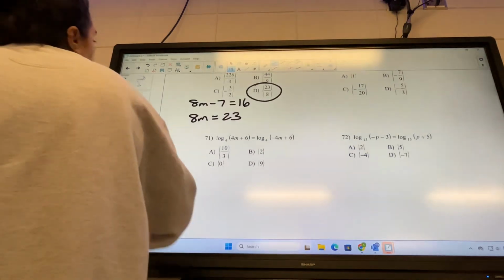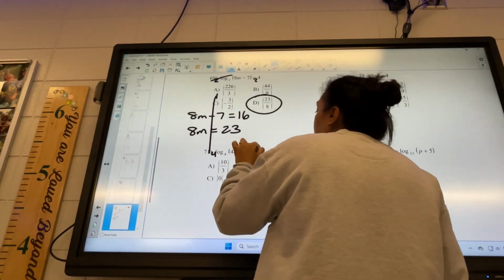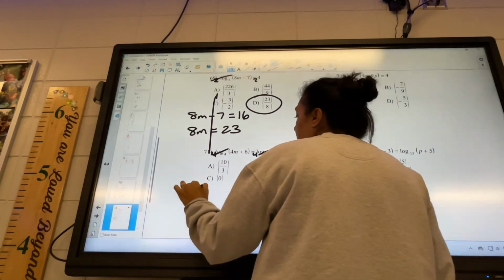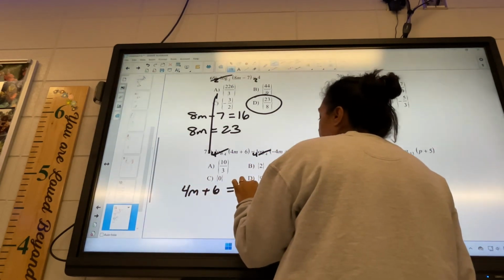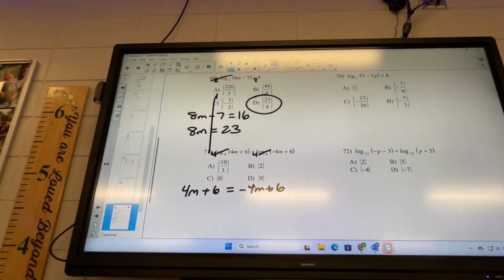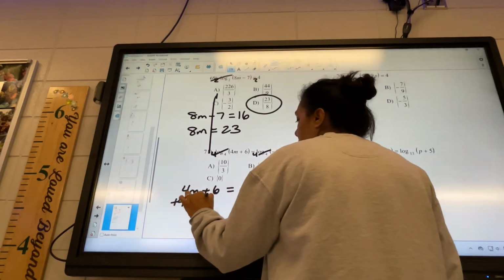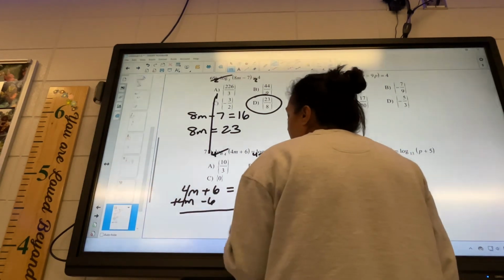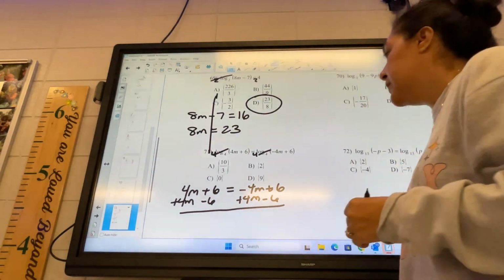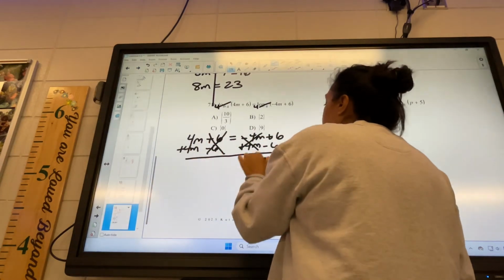Okay, 71. We're gonna raise both sides to the 4. And so they cancel, so I got 4m plus 6 equals negative 4m plus 6. Okay, who needs moved? The negative 4m is gonna get moved over. And then a minus 6 and a minus 6. Which 6 is getting crossed off and which 6 is saying 0? The one to the left is getting crossed off. This one's going to say equals 0.